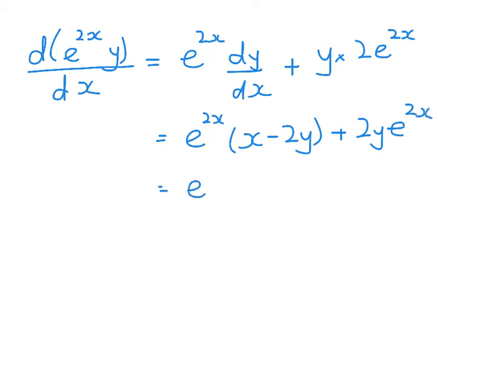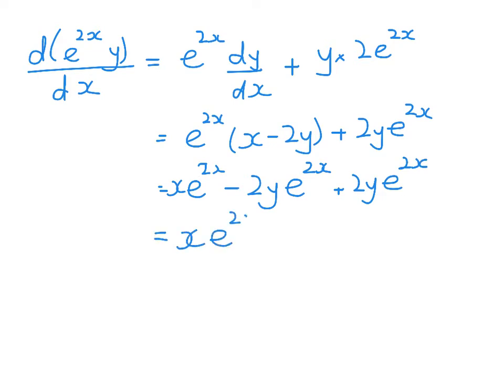Expanding that out, we get x e to the 2x minus 2y e to the 2x plus 2y e to the 2x, which equals x e to the 2x as required.